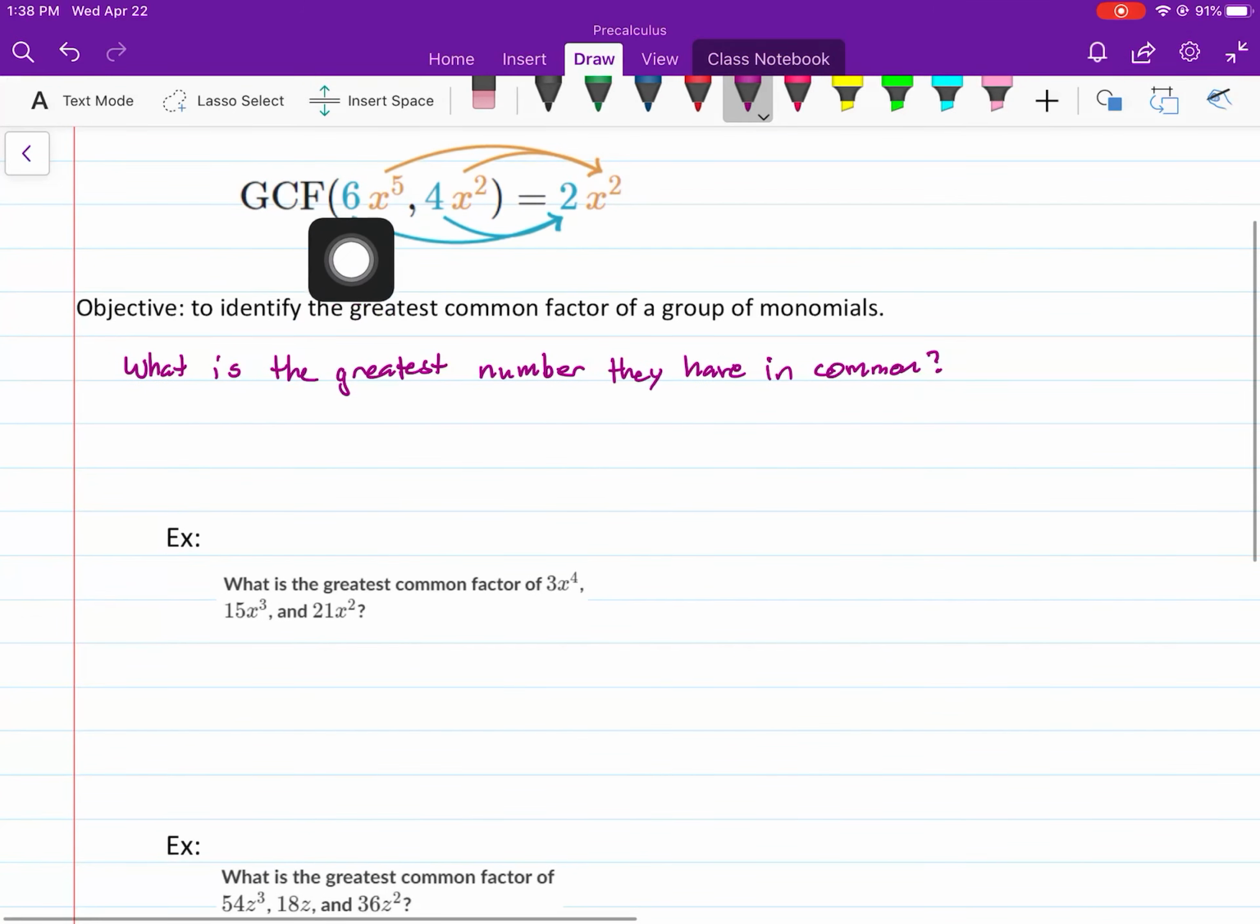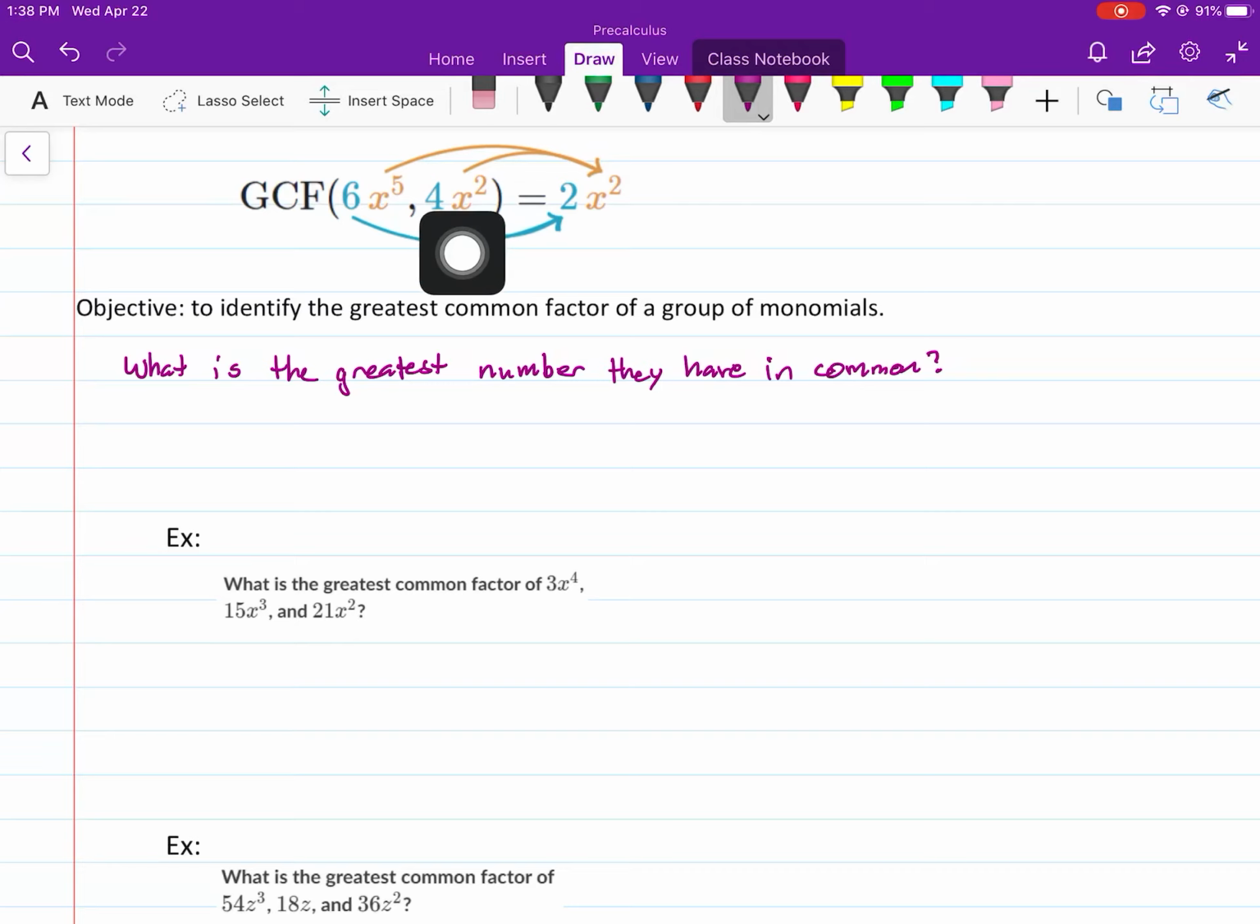Look at this example here, 6x to the 5th and 4x squared. What's the greatest that they have in common? What's the most you can take away from both of them? That's another way I like to think about it. What's the most you can take from both of them? Well, we can take a 3 from the 6, but we can't take a 3 from the 4. We can take a 2 from the 6 and a 2 from the 4, and you can't take any more than that.